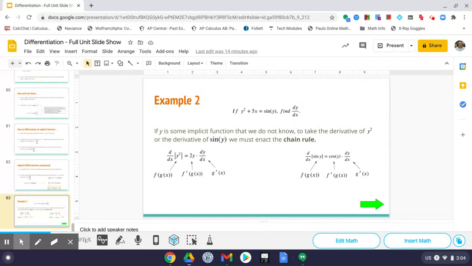Let's look at another example. We're going to bump it up just a little bit, right? So let's say I have the equation y squared plus 5x equals sine y. Now let's find dy dx.